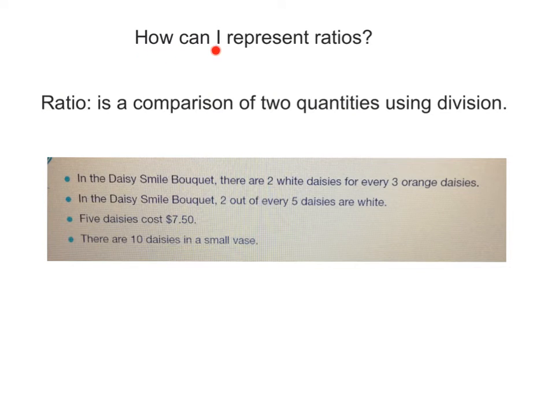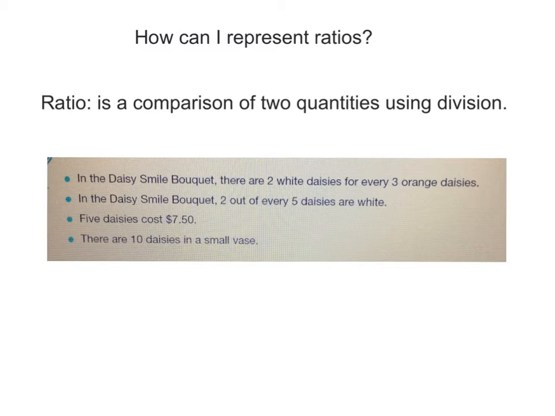In this lesson, we're going to look at how I can represent ratios. Where you want to start is thinking, what is a ratio? Well, it's a comparison of two quantities using division. And there's several different ways to do this. We're going to start with this first statement here.